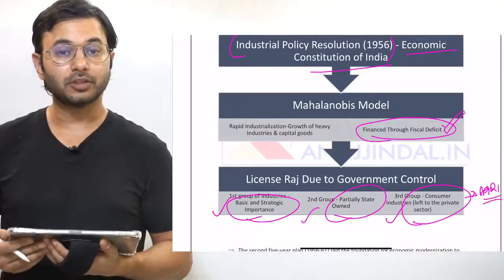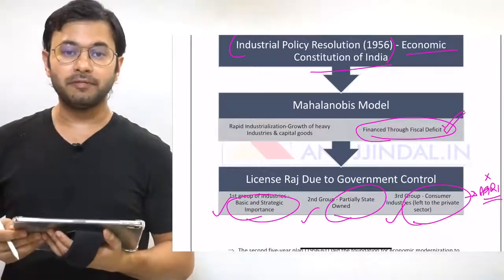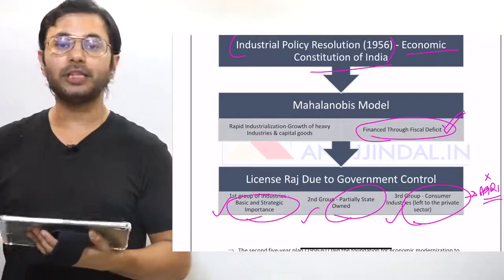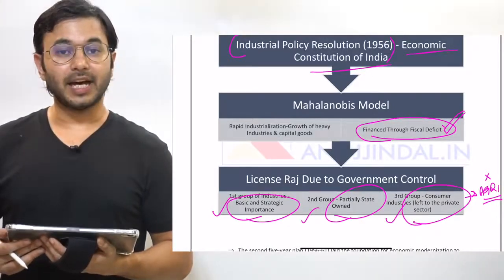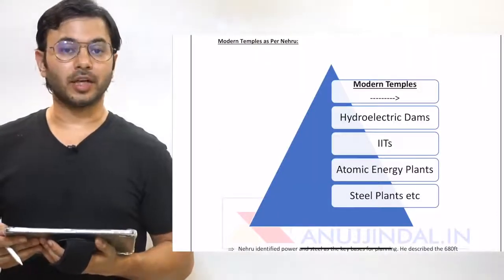Now, what were the implications of this? Number one, agriculture stopped growing. Number two, heavy dependence on licenses being provided to be a part of these three groups resulted in red tapeism in the economy, and that slowed the growth of the economy. I hope you have now understood what the Mahalanobis model was.